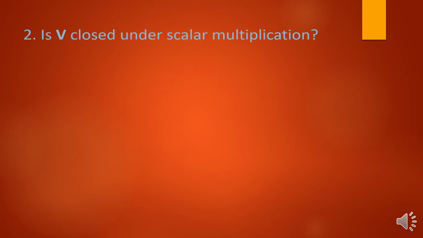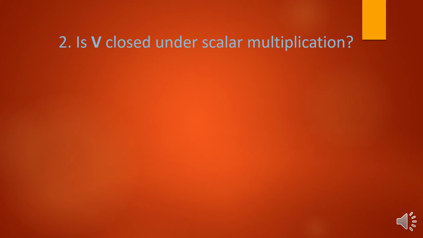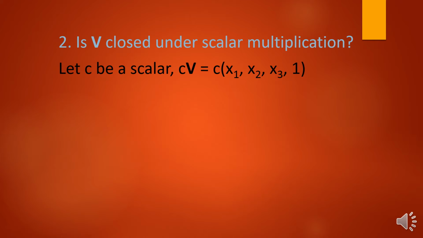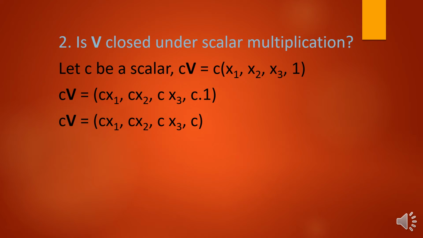What is the second condition? Is V closed under scalar multiplication? So we must check that. If we let C be a scalar, and we have our V already, x1, x2, x3, and 1. So we do a scalar multiplication here, and this is what we are going to have: C times x1, C times x2, C times x3, then a C.